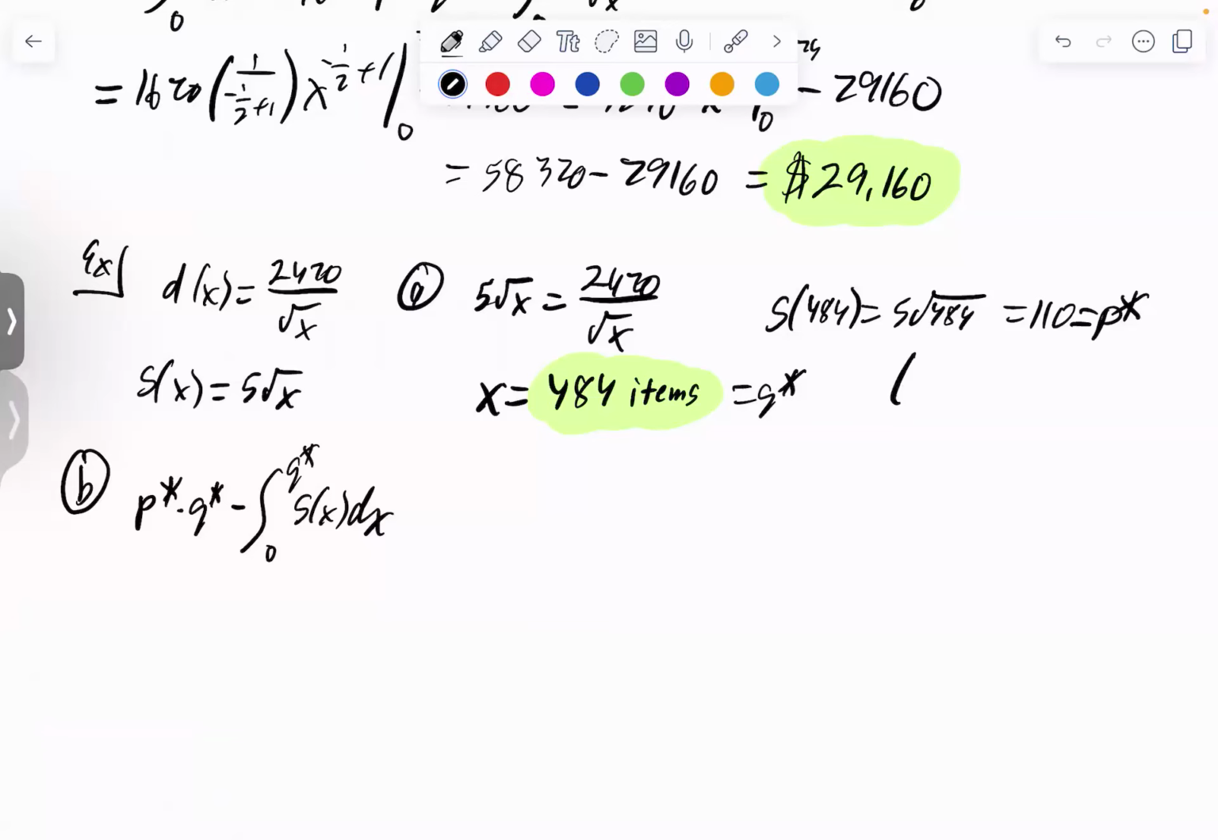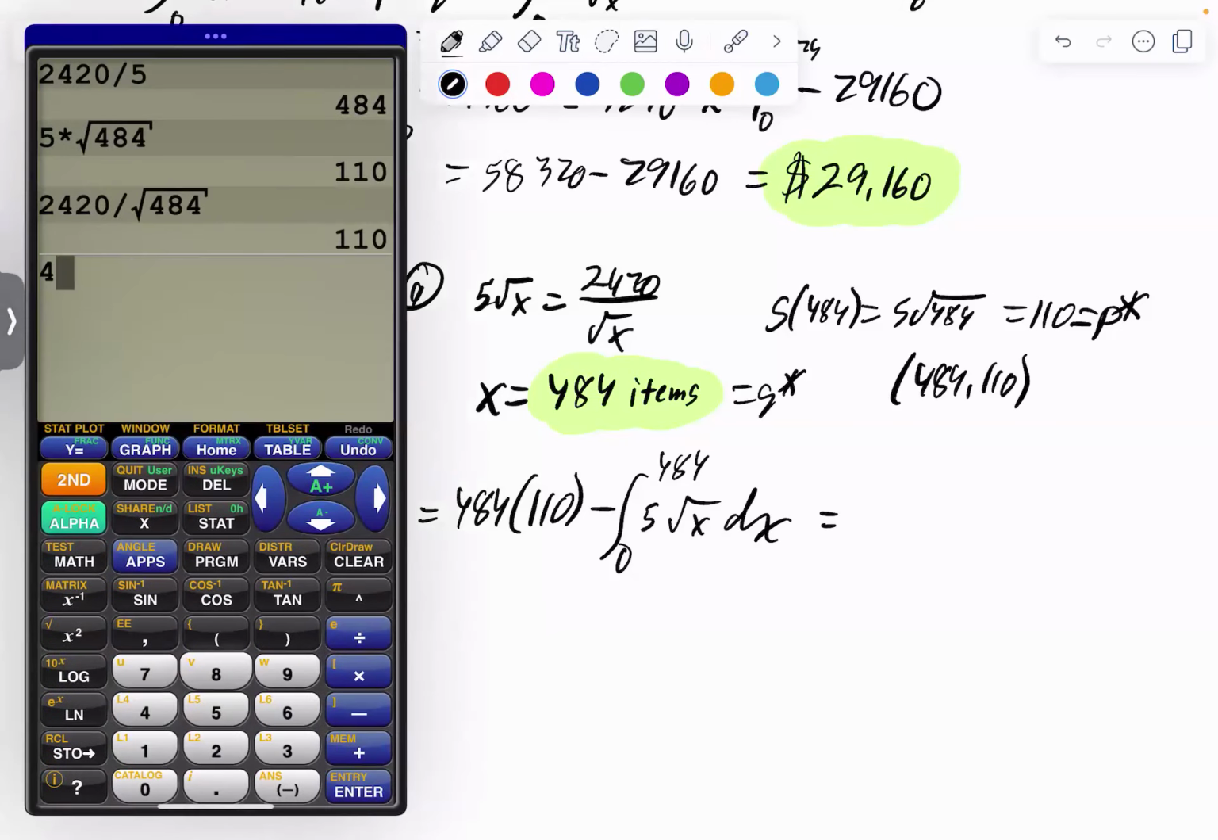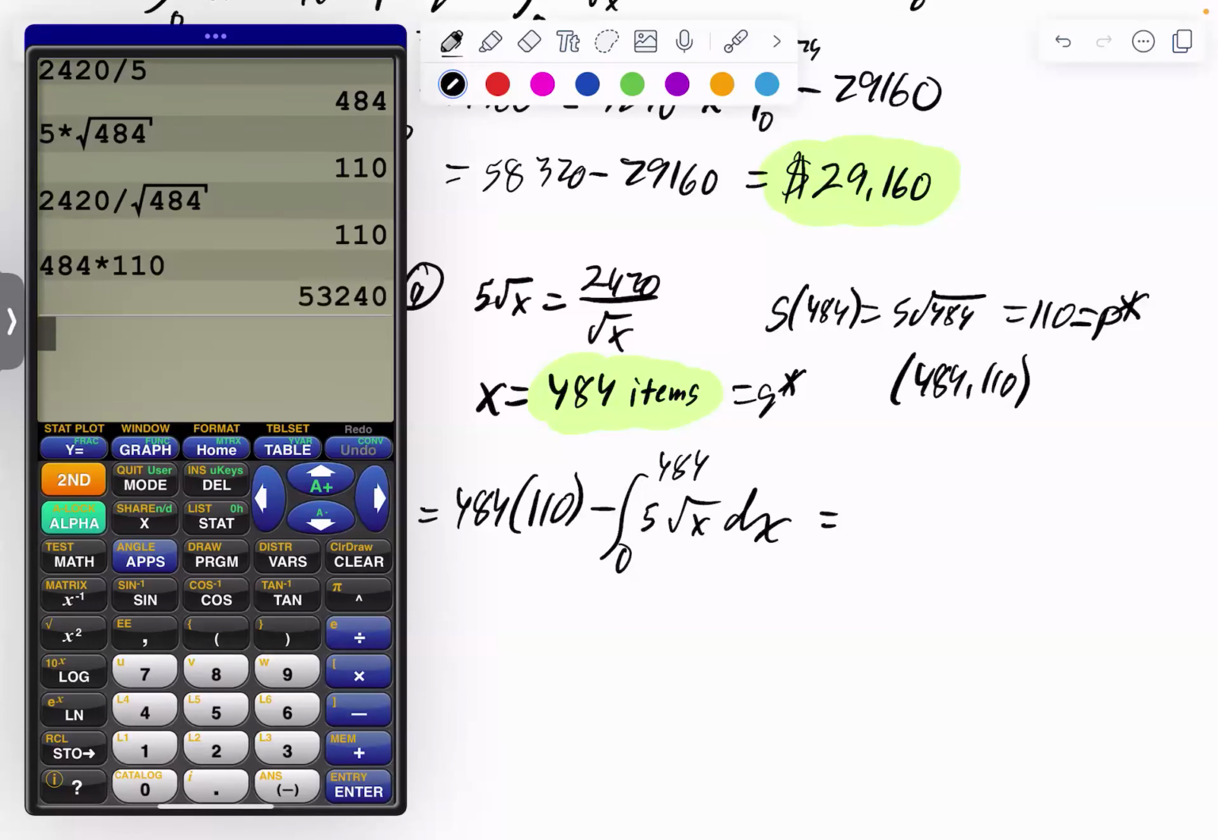Okay, now that we have both of those, let me write it as a point. So 484 and 110 is our equilibrium point. So this is going to give me 484 times 110. And again, this is just using the supply function. And this is going to give me, let's see, 484 times 110 is 53,240, pardon me, minus 5.